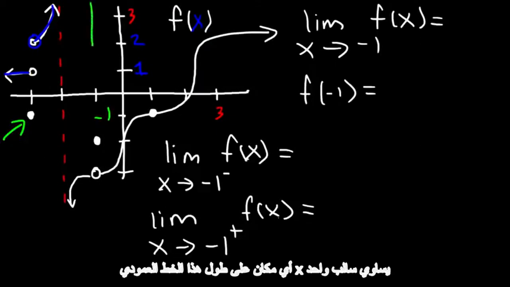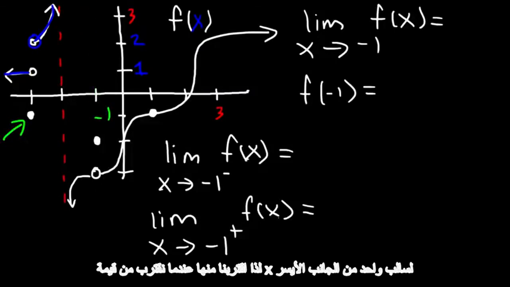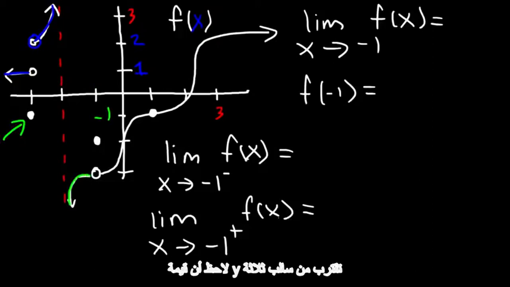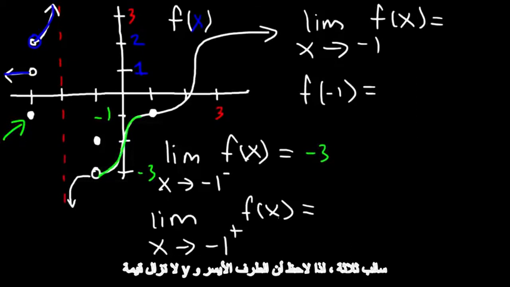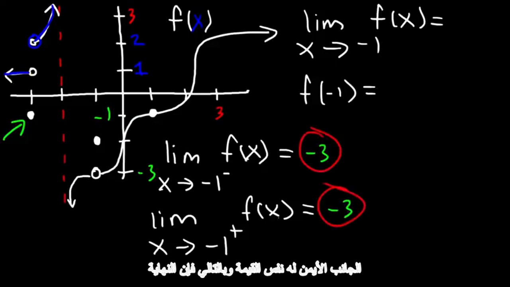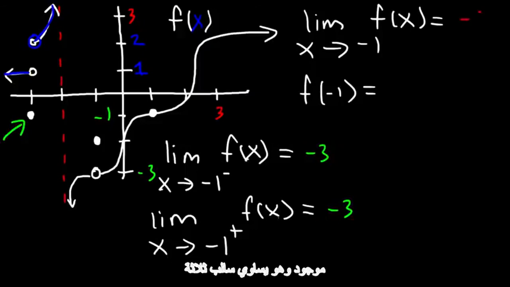So anywhere along this vertical line, x is equal to -1. So as we approach an x value of -1 from the left side, notice that the y value approaches -3. Now, as we approach it from the right side, the y value is still -3. So notice that the left side and the right side have the same value. Therefore, the limit exists, and it's equal to -3.